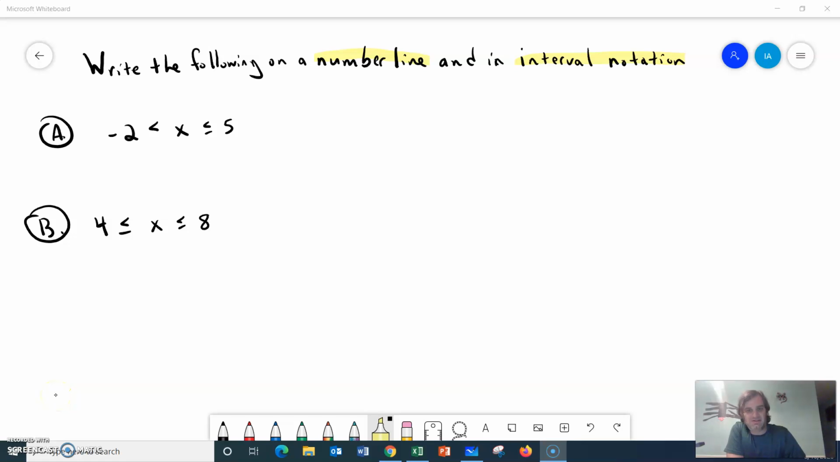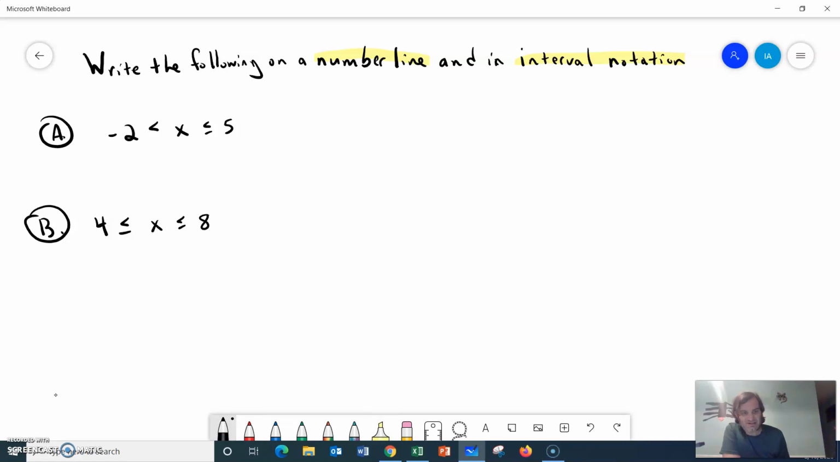Hey, Mr. Aura here, and we're talking about interval notation and the three forms. So here we have two problems. We're going to put each on a number line and write it in interval notation. The first one is -2 is less than x, and that means x is less than or equal to 5.